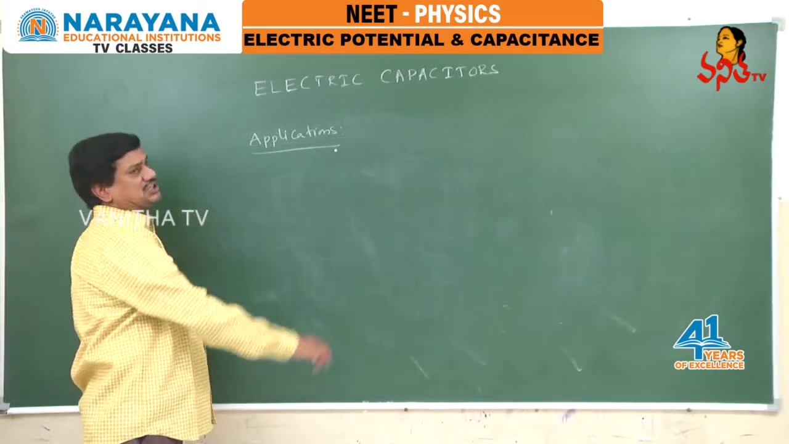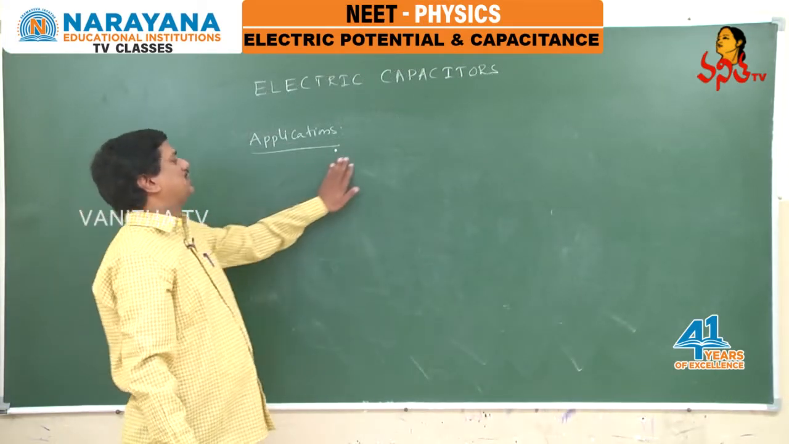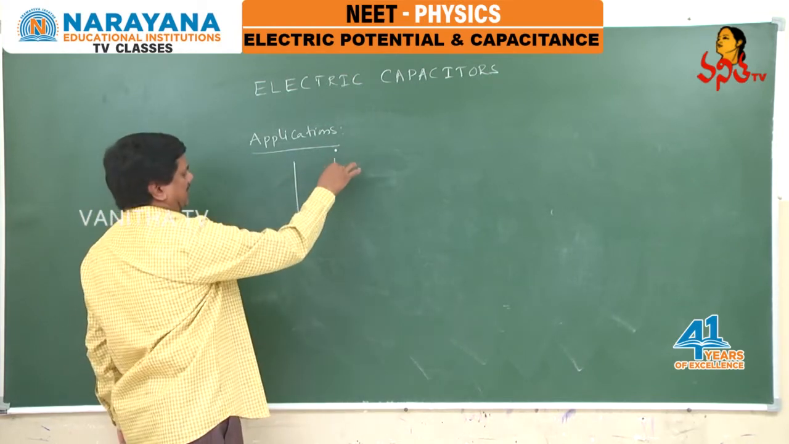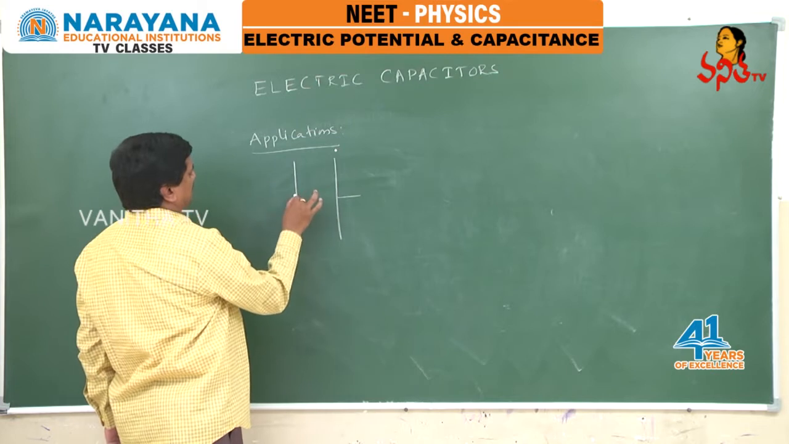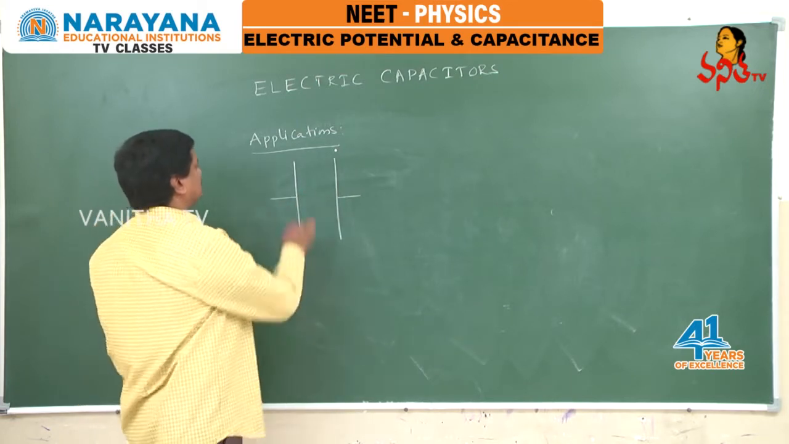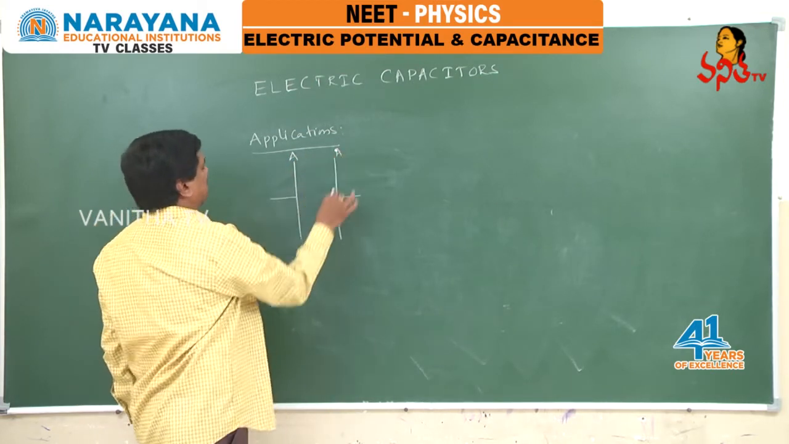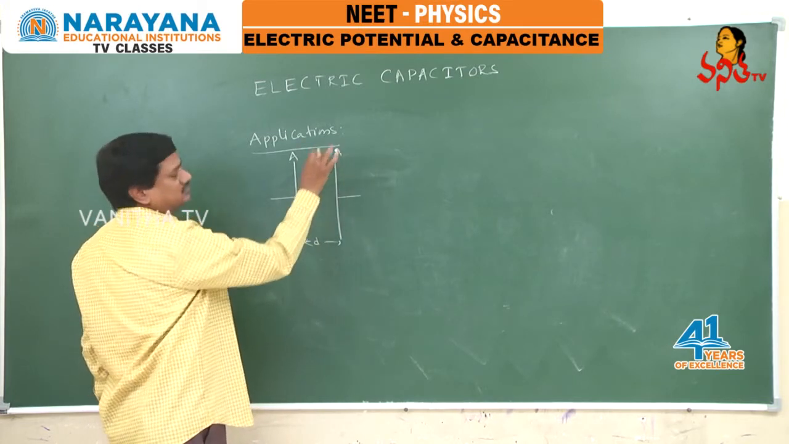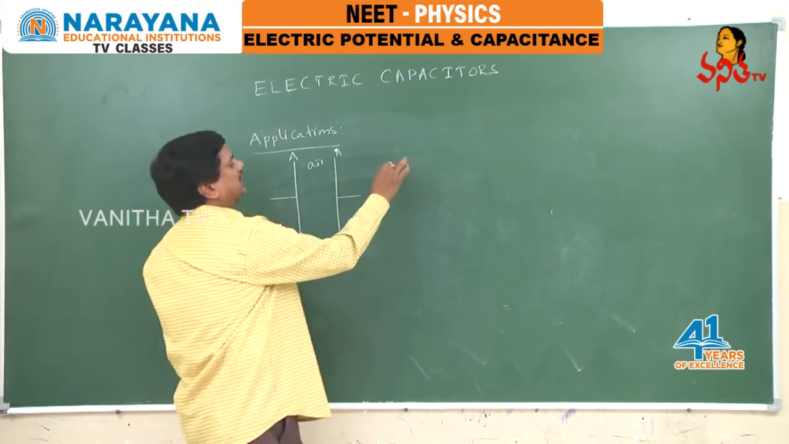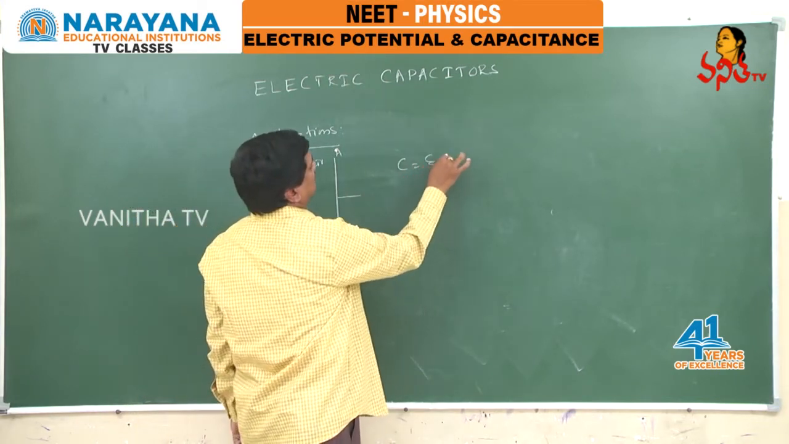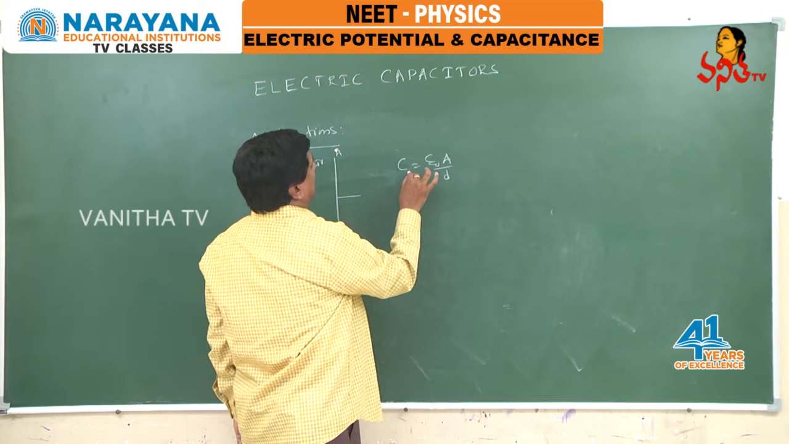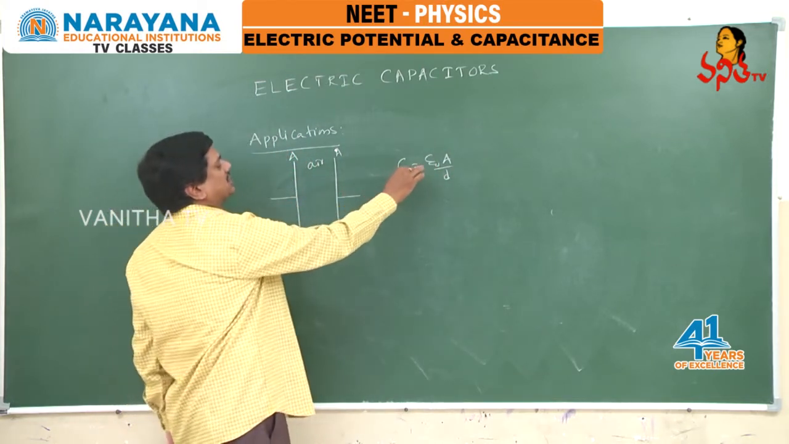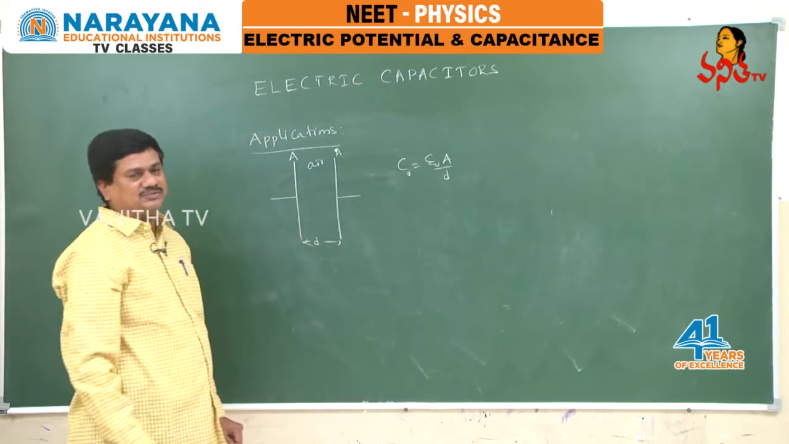Now we will see the applications, how to find the effective capacitance in different cases. If it is a parallel plate capacitor with air as the medium between the 2 plates, let the plate area be A and the separation between them be D, and air is the medium in between. We know the capacitance equals epsilon naught A by D. I am writing it as C naught. If air is the medium, the capacitance is epsilon naught A by D.